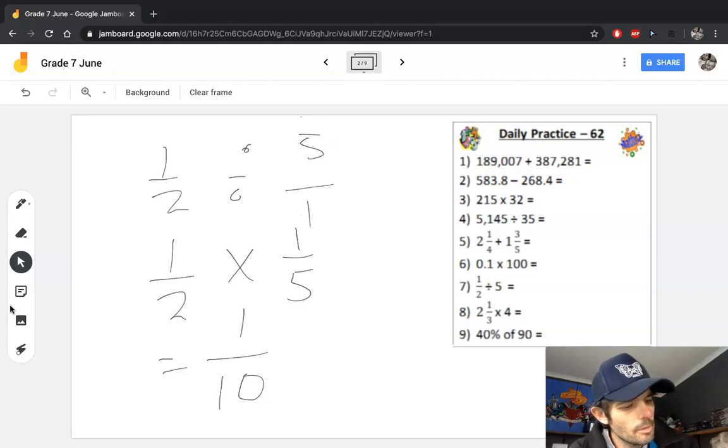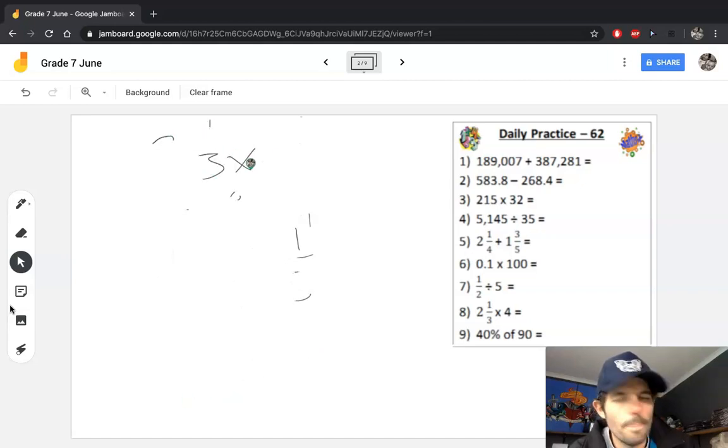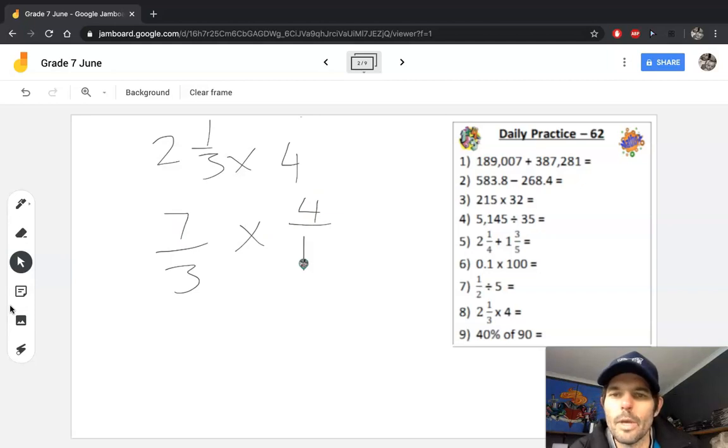Question 8 is the multiplication of fractions, and here we have 2 1/3 multiplied by 4. So I'll convert this to improper, and I'll make 4 over 1. So we have those 2 fractions we've spoken about, and again we can't cross cancel or cancel out diagonally. So 7 times 4 is 28, and 3 times 1 is 3.